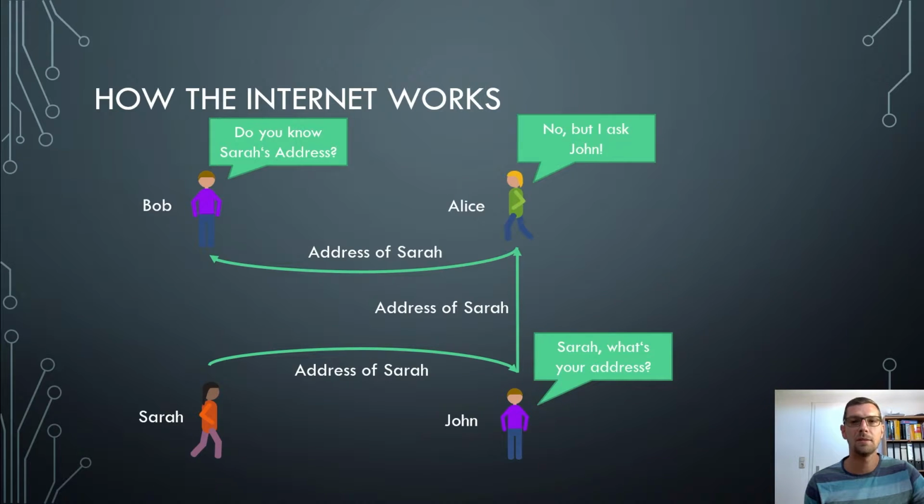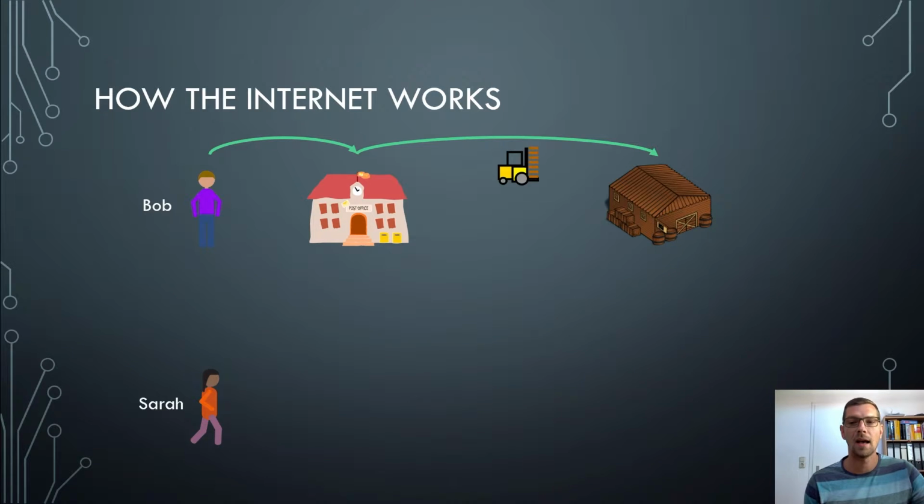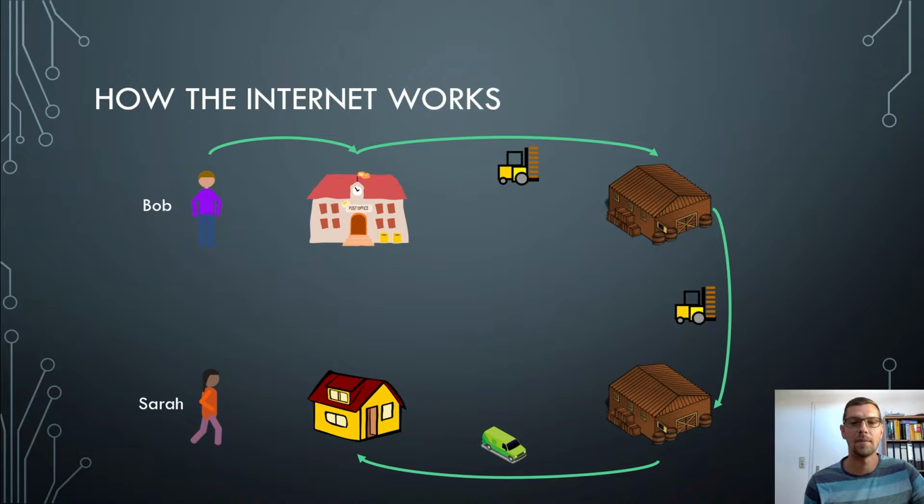What he's doing now, he brings his letter to the post office. From the post office, the letter will be delivered to a warehouse, a center where the post will be sorted. And from there, it usually goes to another warehouse closer to Sarah's destination. So it will be delivered there, and from there it usually gets delivered to the house of Sarah. And then Sarah can go to her post box and pick up her letter.